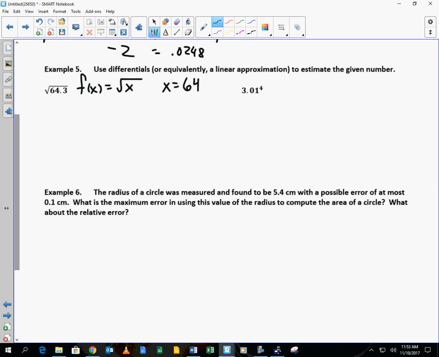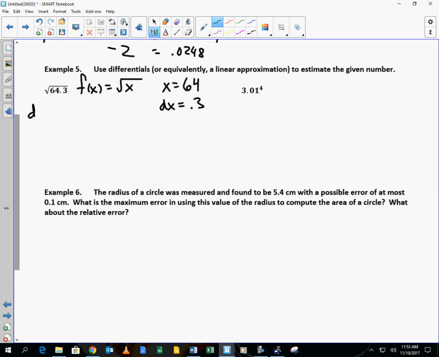Now, we're not trying to evaluate the square root at 64. We've got to move a little bit, don't we? How much do we move in order to get to our 64.3? So that means dx is equal to 0.3. So I have my f of x, I have my x value, I have my dx.